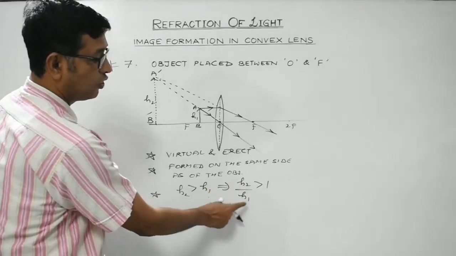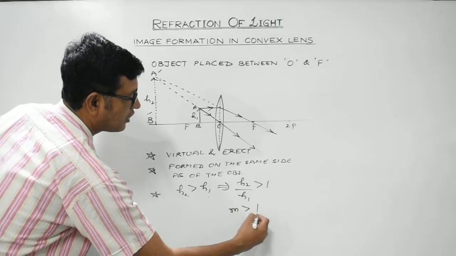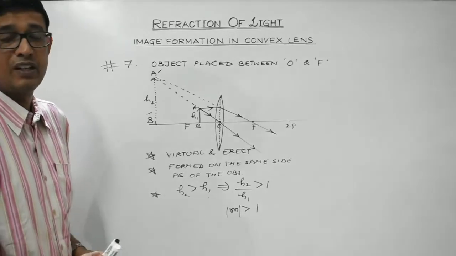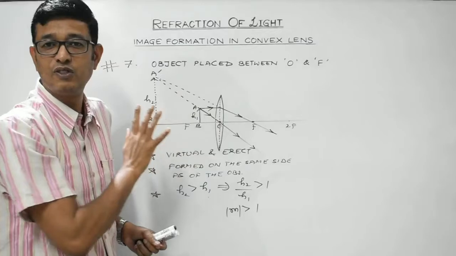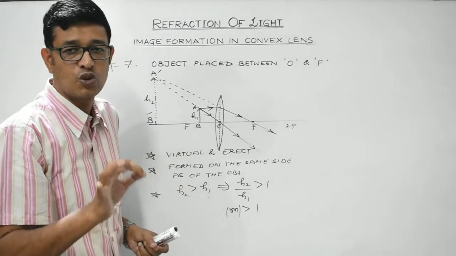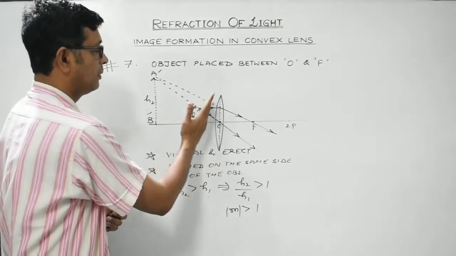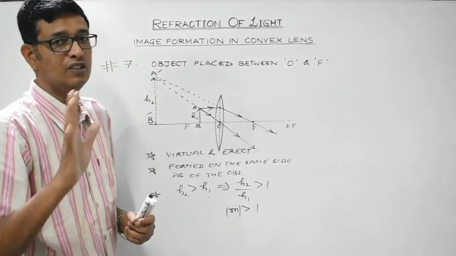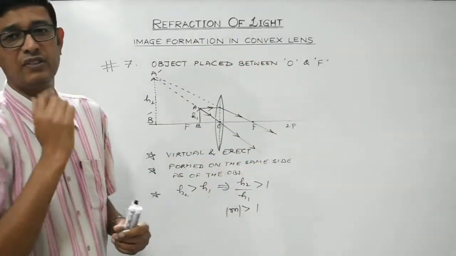And students, the ratio of the size of the image to the size of the object is known as linear magnification. So linear magnification is greater than 1. Right? So again, I repeat, in the case of a convex lens, this is the only position of the object when the nature of the image obtained is virtual and erect. For the rest of the other positions, when it is placed beyond F, the nature of the image obtained is real and inverted. So students, for the convex lens, we have discussed all the 7 cases.